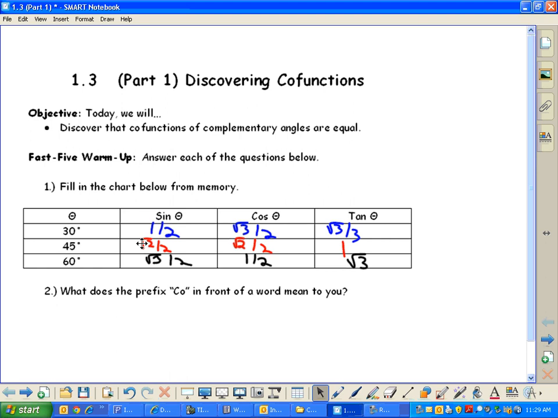All right, just general question. It could be in math or outside of math, doesn't matter. When you put the prefix co in front of a word, what does that mean? What does that mean to you? You could think of another word that begins with co and talk about it that way if you'd like. In general, what does co mean?